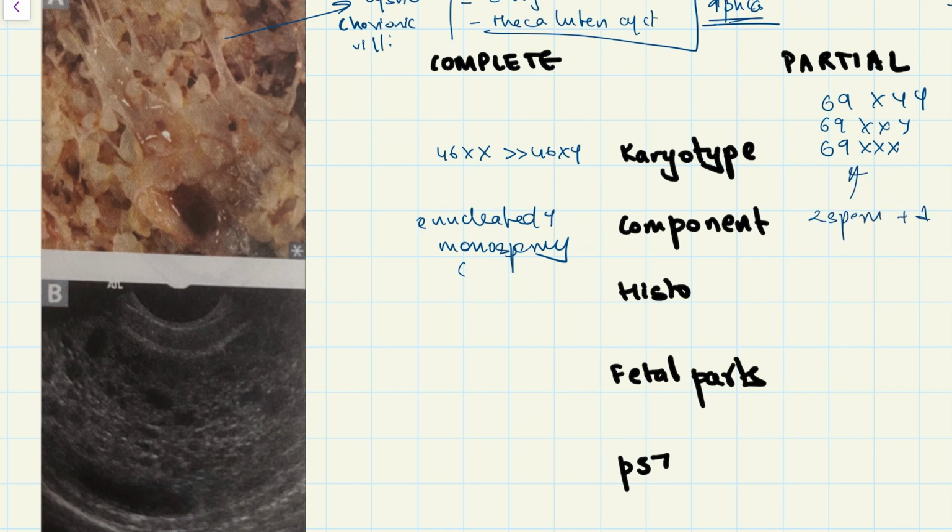If you talk about histology, there will be hydropic villi with diffuse trophoblastic proliferation in the complete mole, while in partial mole there will be some villi which are hydropic and the trophoblastic invasion will be minimal. Fetal parts are not seen in complete mole. So this is an example of complete mole where you cannot see any fetal part, while presence of fetal part means that it is a partial mole.